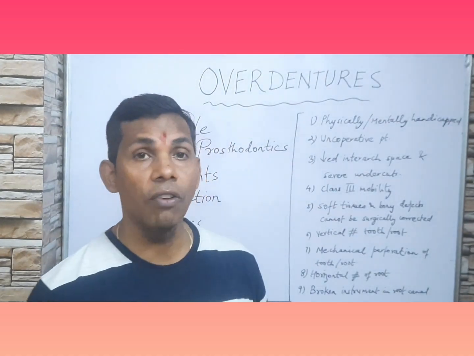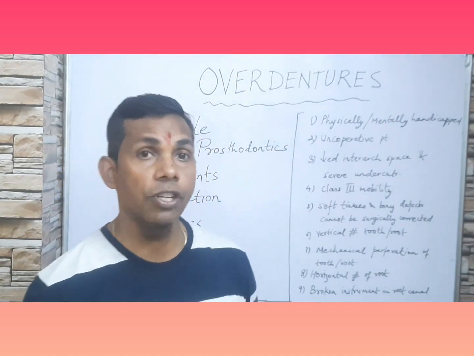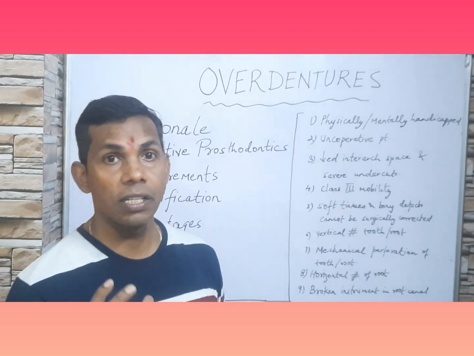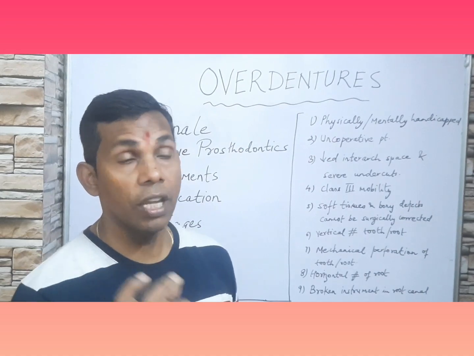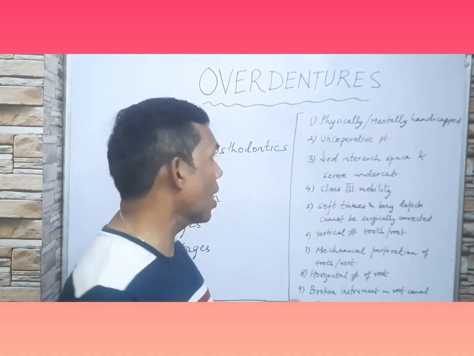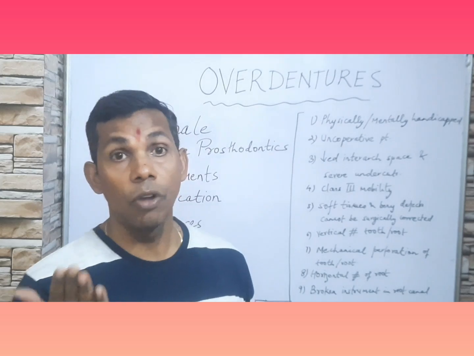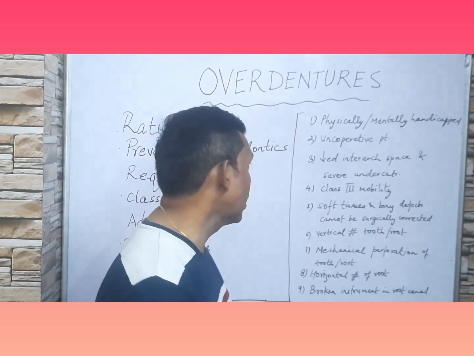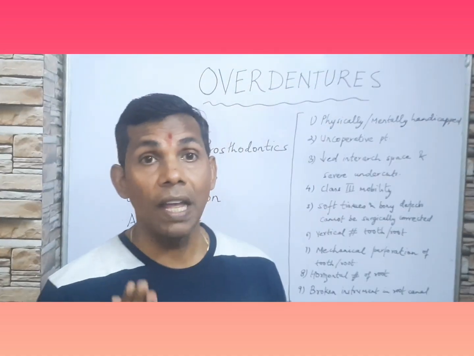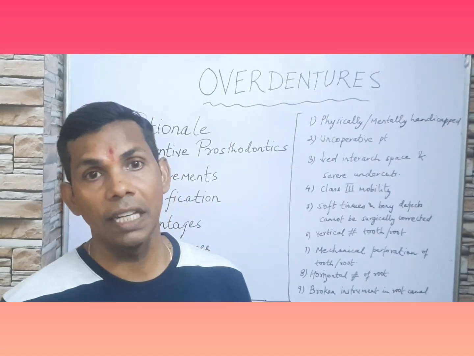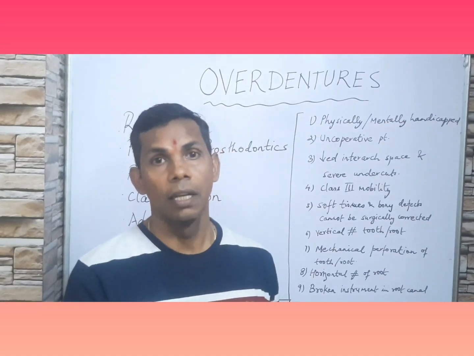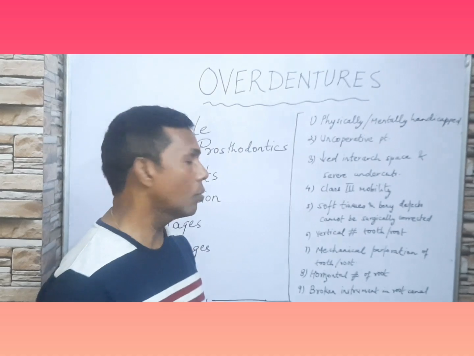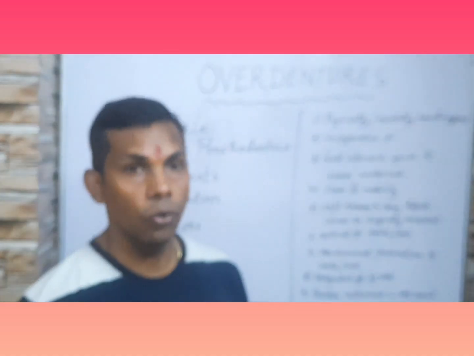Thirdly, in cases where you have a reduced interarch space, I already mentioned that if you are planning for an attachment, you require an interarch distance or interarch space. So if a patient is having a reduced interarch space and you are bounded by severe undercuts, in those cases also it is a contraindication. Next is when the remaining natural teeth are having grade 3 mobility. So in those cases, that means you hardly have bone, so it's better to extract such teeth or root.